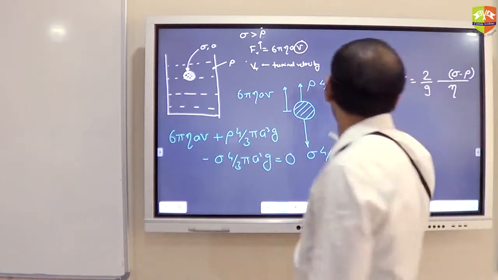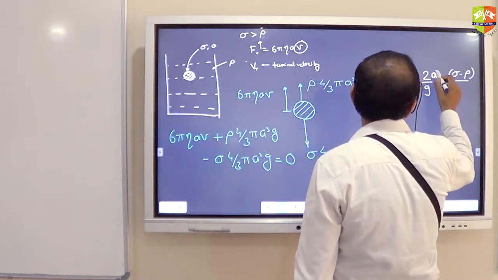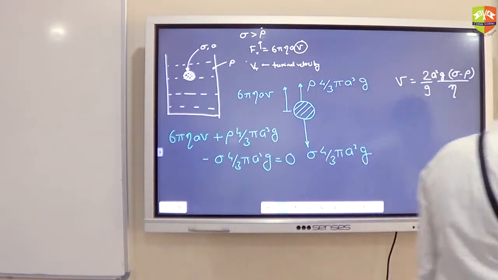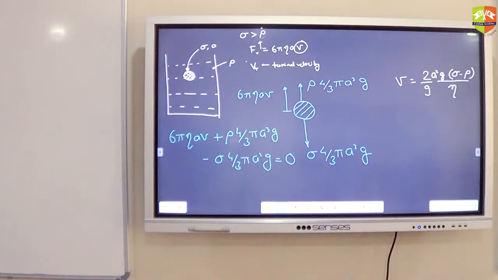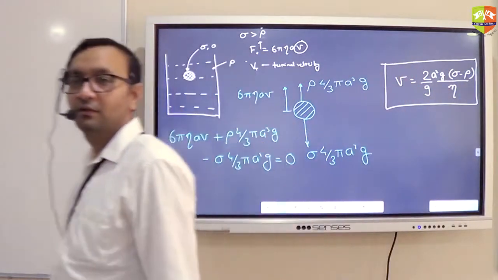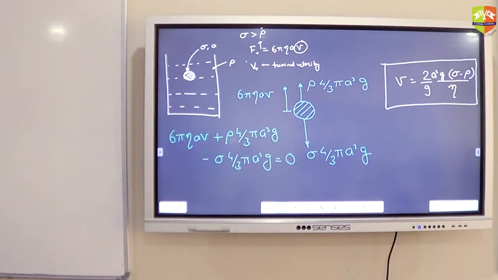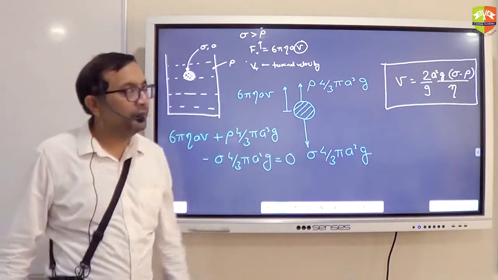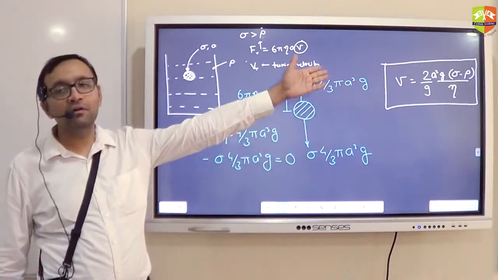2a square g, numerator will have a square g. If you simplify, you will get it. That's it. How many of you got this? Now tell me, this expression which is coming, you can also verify it.